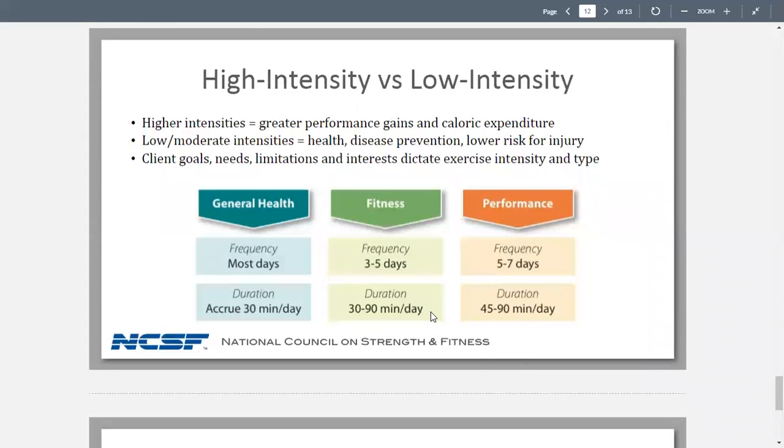As far as high intensity versus low intensity, higher intensities equal greater performance gains in caloric expenditure. Low to moderate intensities equal health, disease prevention, and lower risk for injury. Client goals, needs, limitations, and interests dictate exercise intensity and type. For general health, frequency is most days, with a duration of at least 30 minutes a day. For fitness levels, 30 to 90 minutes per day, 3 to 5 days a week. And for performance levels, you want to think 5 to 7 days a week for 45 to 90 minutes per day.